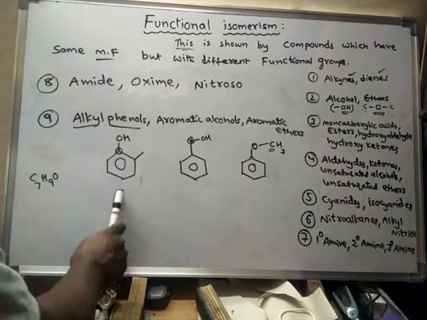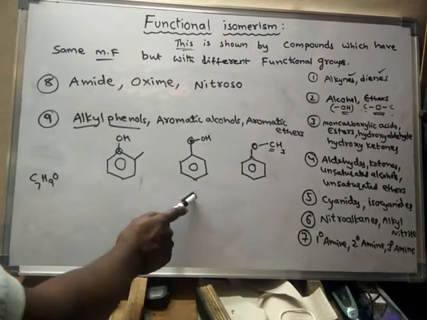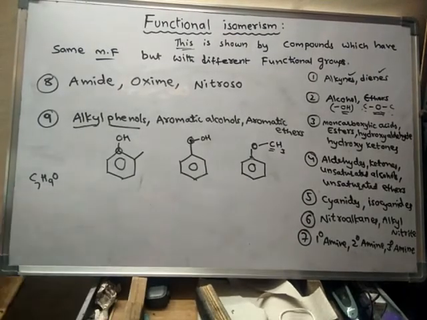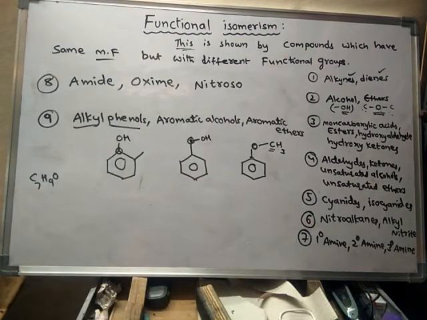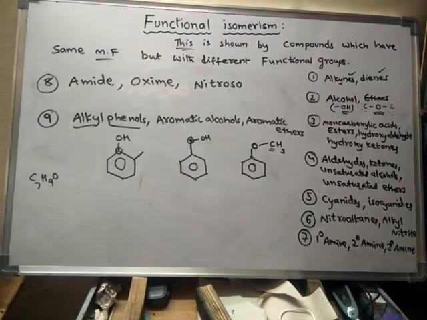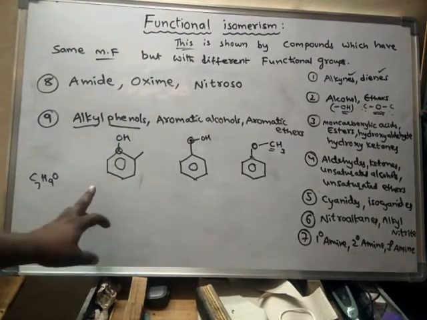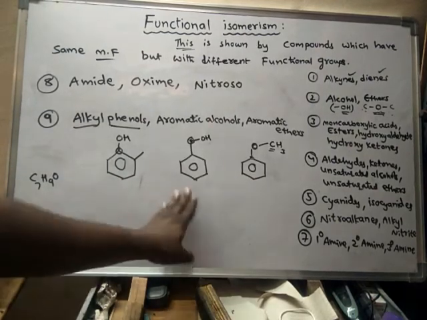So this is a functional isomer to this one, and this is a functional isomer to this one. This is a functional isomer to this one as well as this one. So these are all functional isomers to each other. In this way, functional isomers are present. So what are functional isomers? The compounds which have the same molecular formula, but are different in their functional groups.